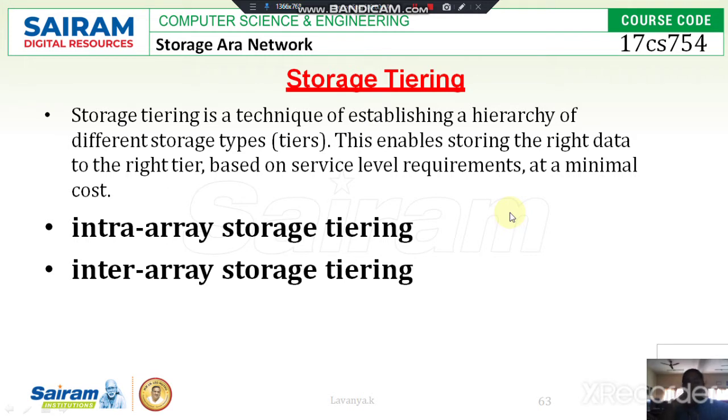These storage tiers work on different service level requirements, and those requirements should be met at minimum cost. Storage tiering works on two types of tiers, that is tier 0 as well as tier 1.